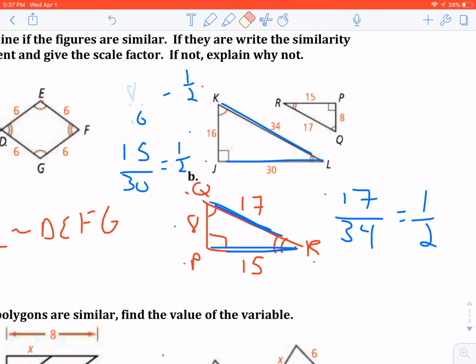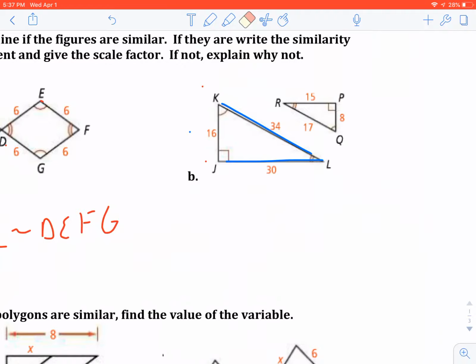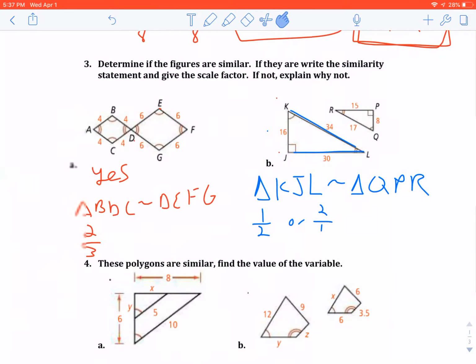I'm going to erase this so I have a little bit more room. The answer to the question is yes. I'm going to erase this too so I have room to write all this. The answer is yes. Triangle KJL is similar to triangle QPR, and the scale factor was always 1/2, or if you did it the other way, 2 to 1. So there's your answer for 3A and B.